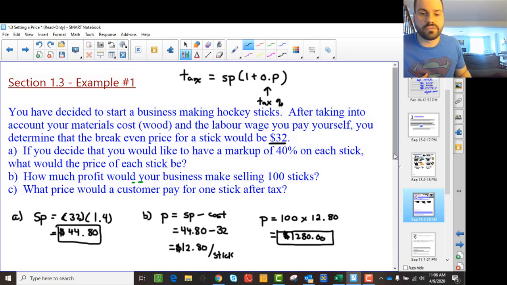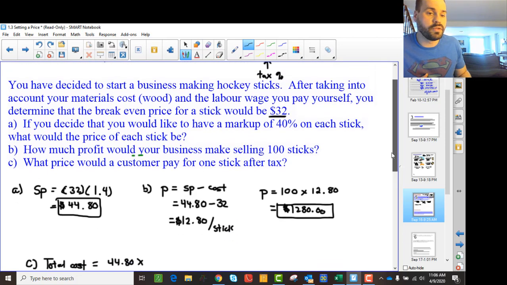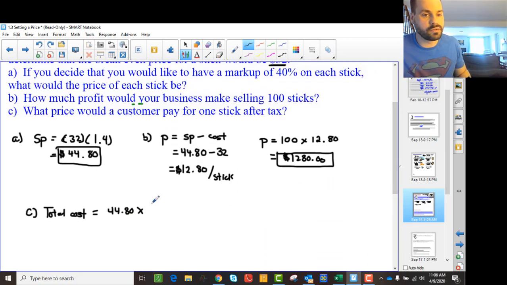Okay, and then the question says, what would they pay for one stick after tax? So now for part C, we take the sales price and we add the tax. So the total cost is the sale price, which is $44.80, multiplied by the tax percentage. And we're going to assume that you're making these in New Brunswick, so the tax is 15%. We're going to multiply it by 1.15. Okay.